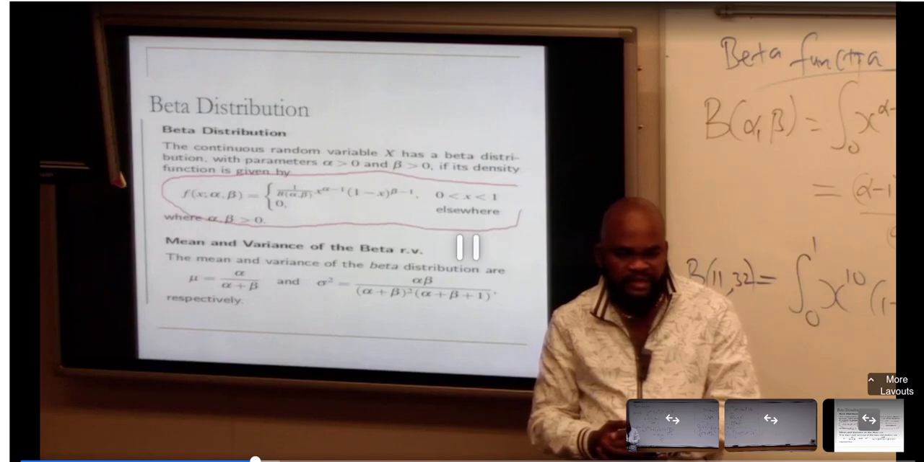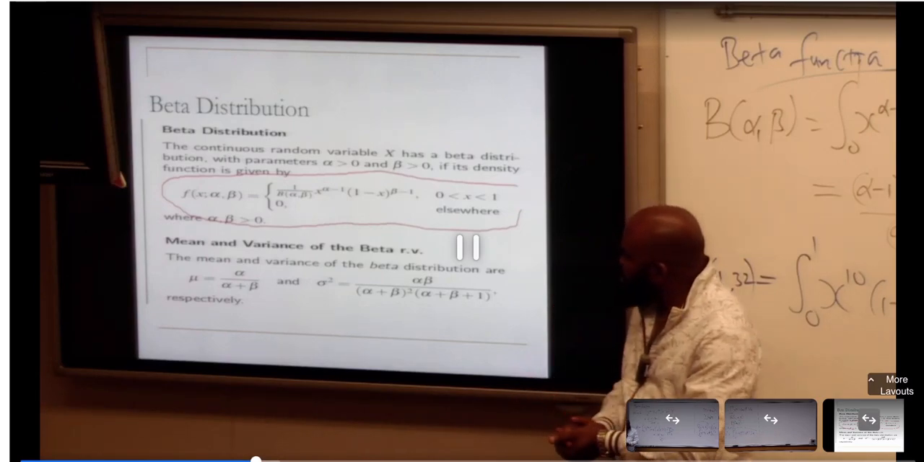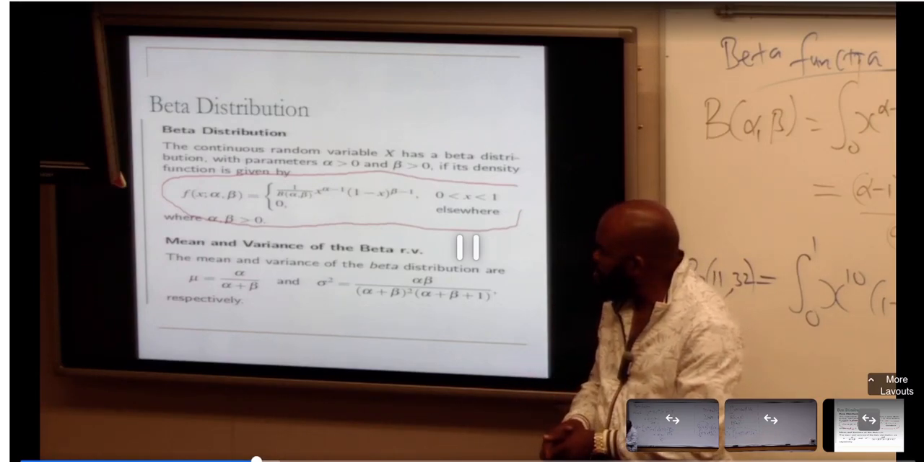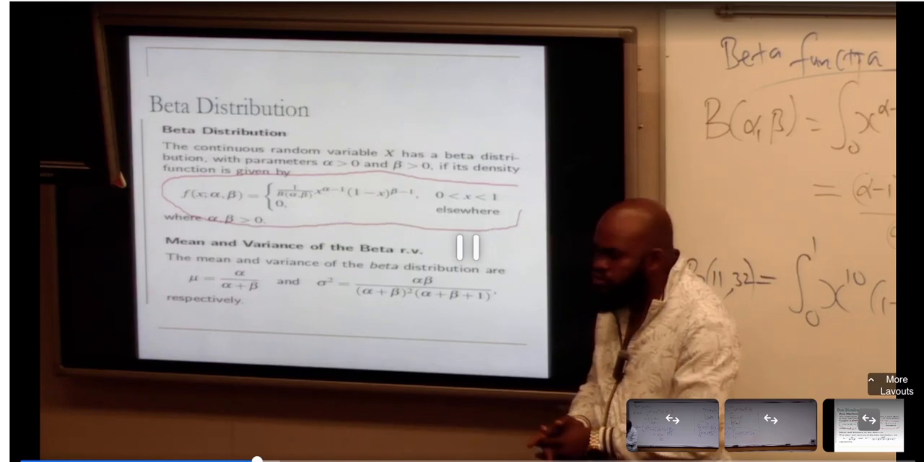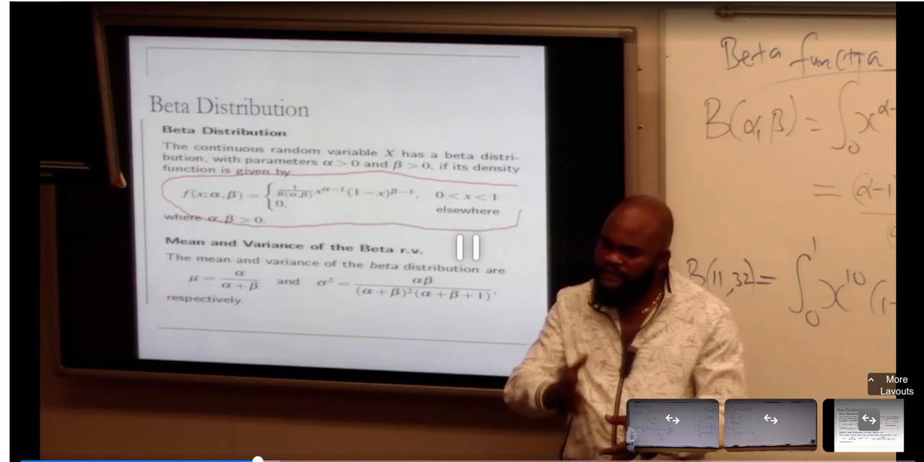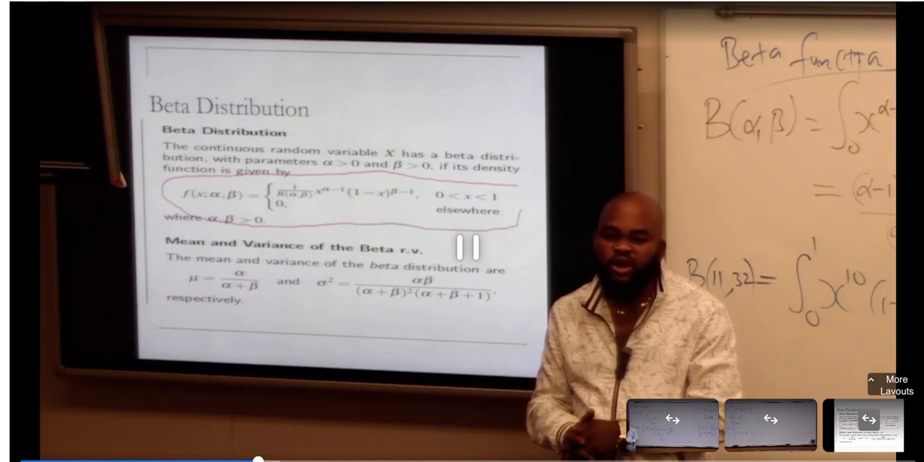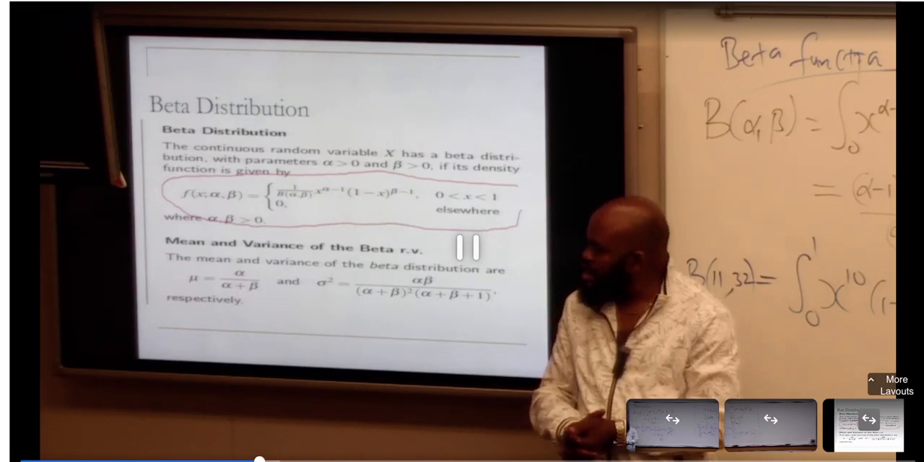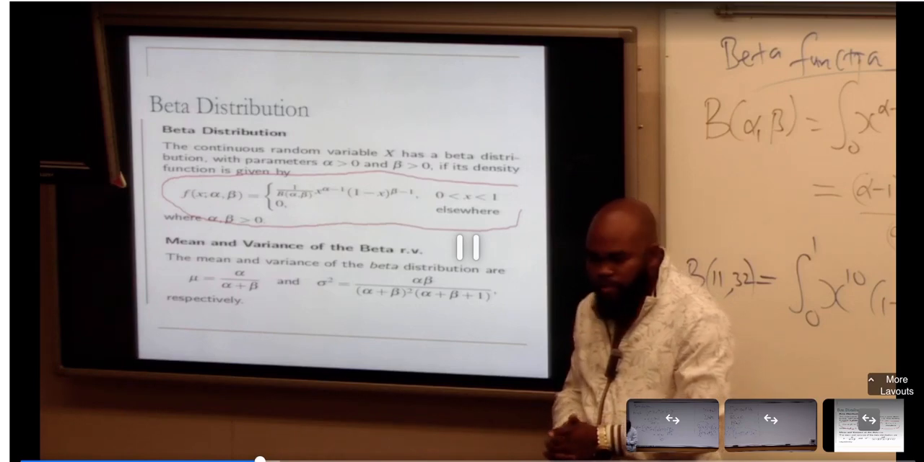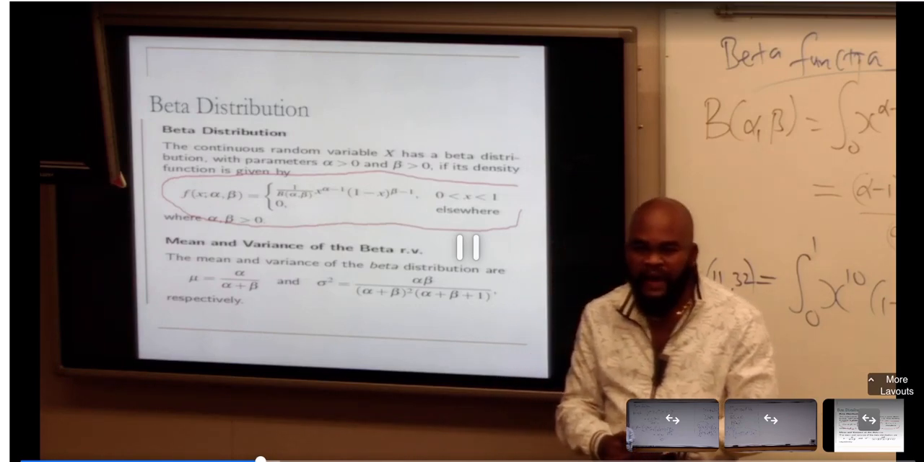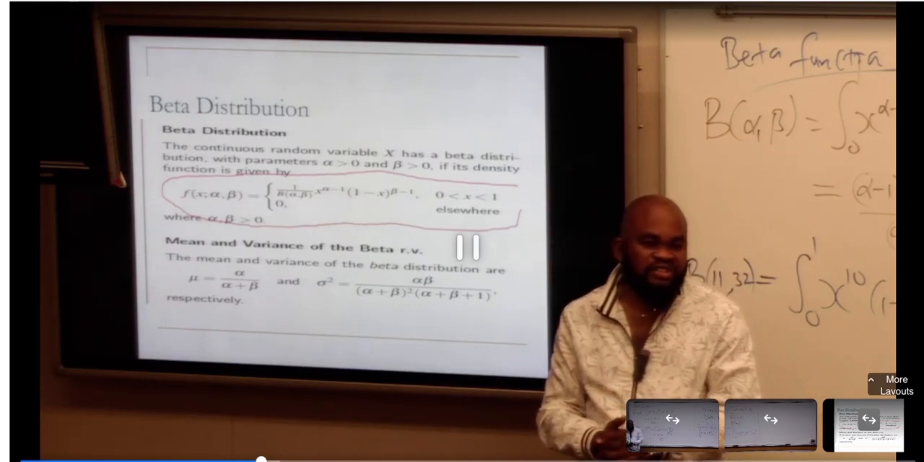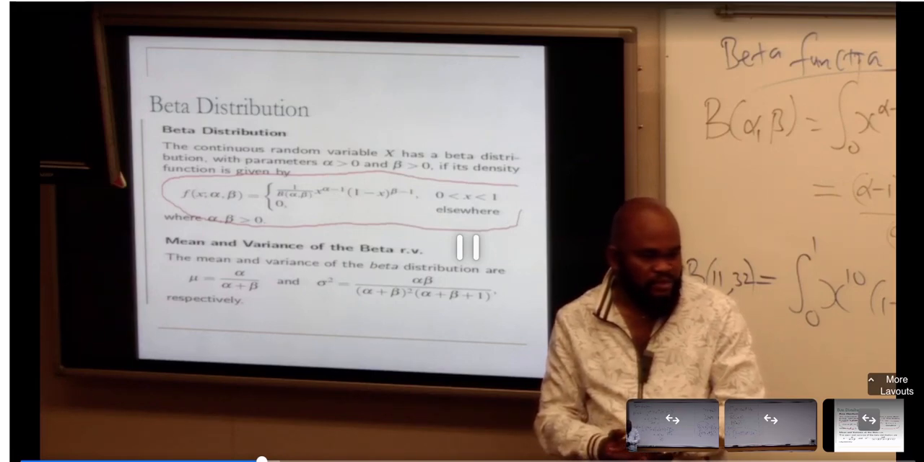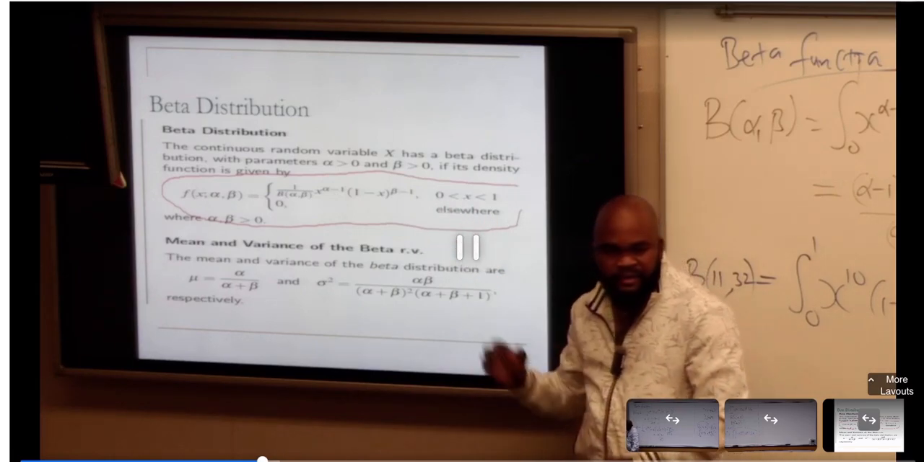Does that make sense? Now, if I'm interested in industrial chemistry, the proportion of crude oil that will be converted to gasoline, it is not all crude oil that will be converted to gasoline. Or in economics, you are interested in the proportion of income that you spend on food. It is not all your income that you spend on food. So it's going to be between 0 and 1.